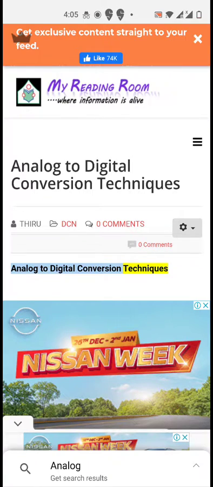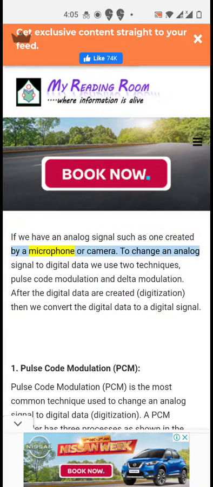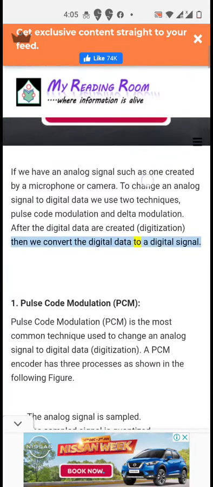Techniques. If we have an analog signal such as one created by a microphone or camera, to change an analog signal to digital data we use two techniques, pulse code modulation and delta modulation. After the digital data are created (digitization), we then convert the digital data to a digital signal.